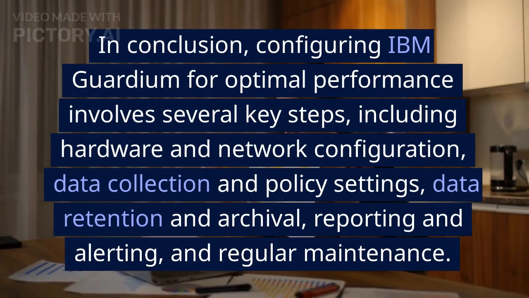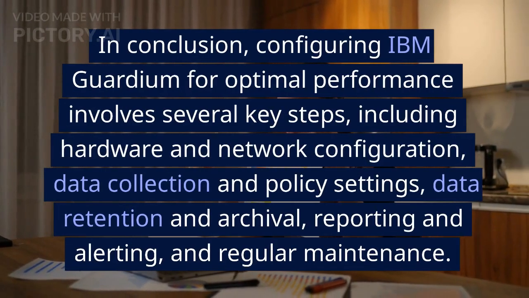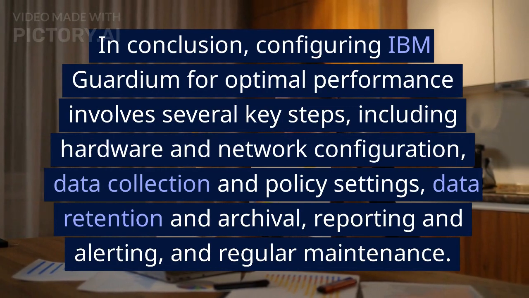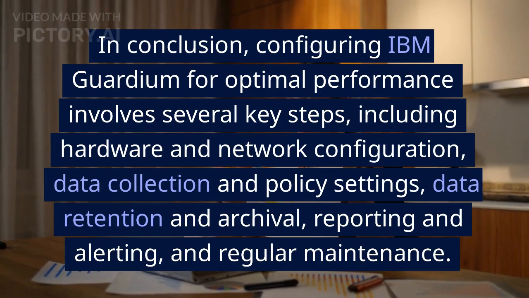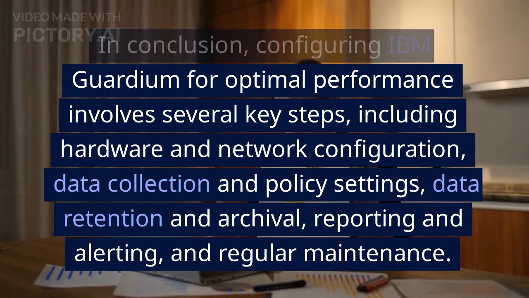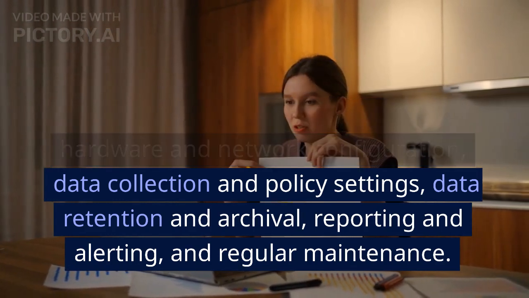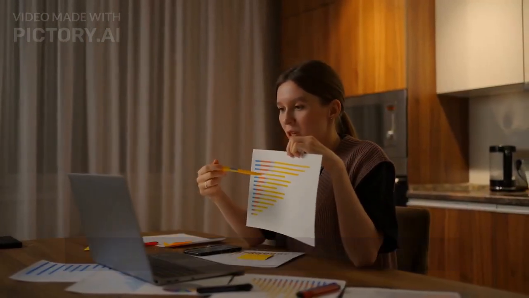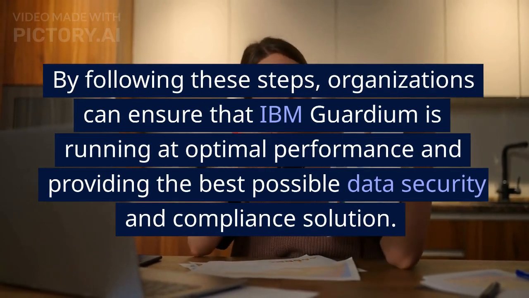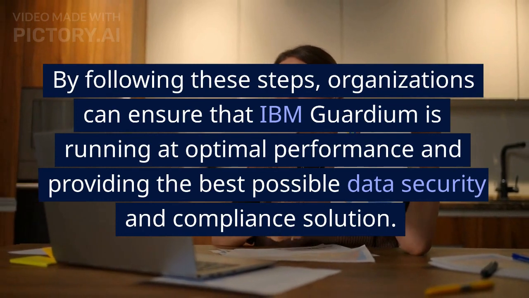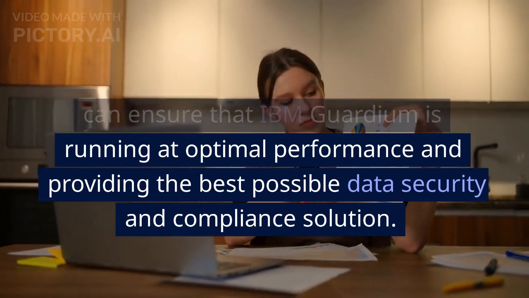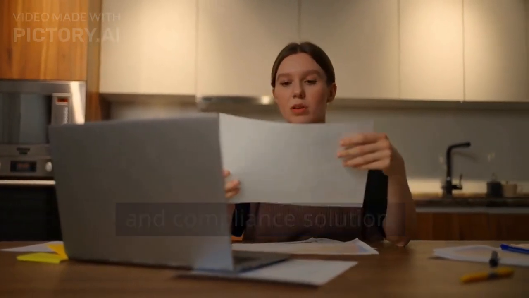In conclusion, configuring IBM Guardium for optimal performance involves several key steps, including hardware and network configuration, data collection and policy settings, data retention and archival, reporting and alerting, and regular maintenance. By following these steps, organizations can ensure that IBM Guardium is running at optimal performance and providing the best possible data security and compliance solution.